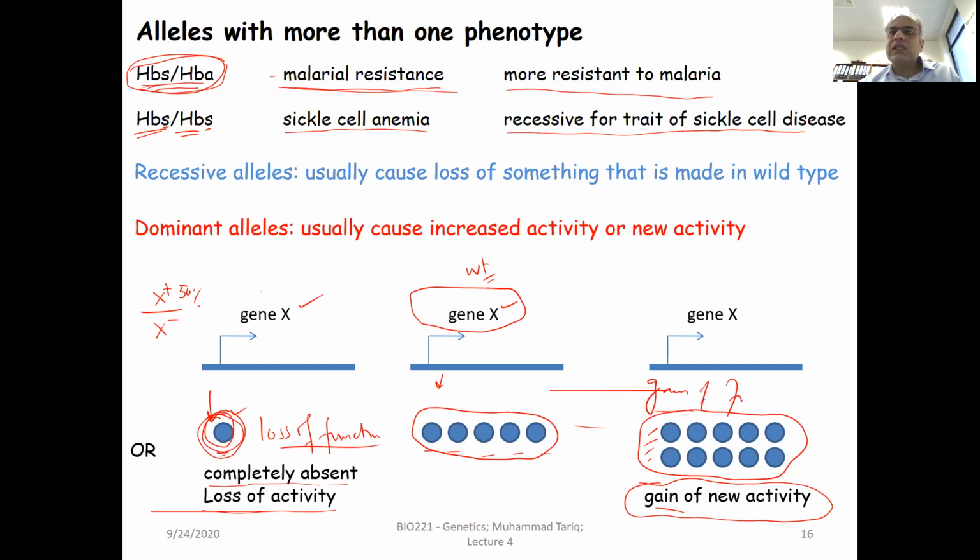Gain of function. And usually the dominant alleles are caused by increased activity, which is this one, or acquiring new activity. And recessive alleles may be due to partial loss of function. Partial loss of function.